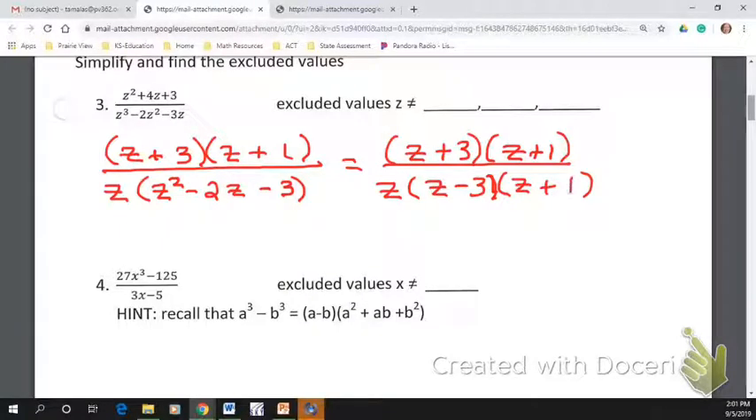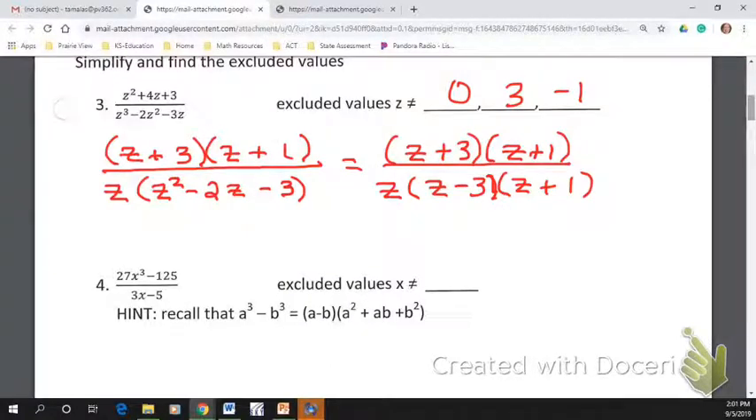Now, don't go to canceling yet. We want to do our excluded values first because your excluded values are based off the original problem. So what will I get for excluded values based on this denominator? What would make any of these turn out to be a 0? 0, 3, and negative 1. Those are my 3 excluded values.